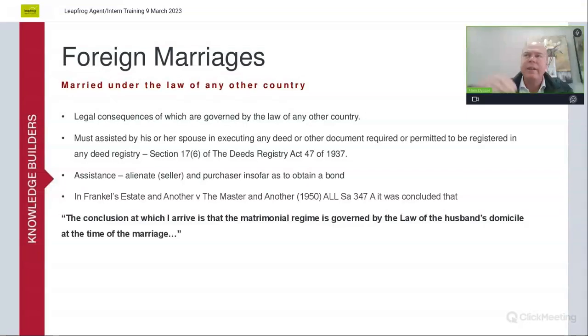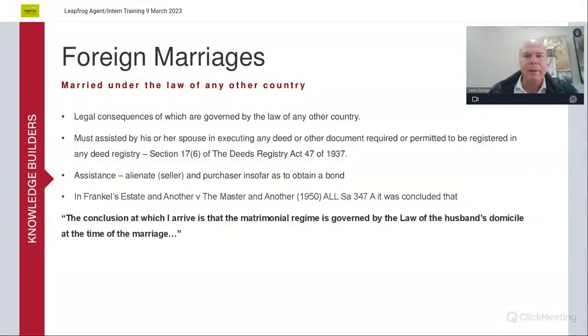They are married in Canada, for argument's sake. Now the husband comes here and he sees a property that he wants to buy. He says, look, I'm not married, I'm unmarried. We won't know whether he is married. We've got no idea.